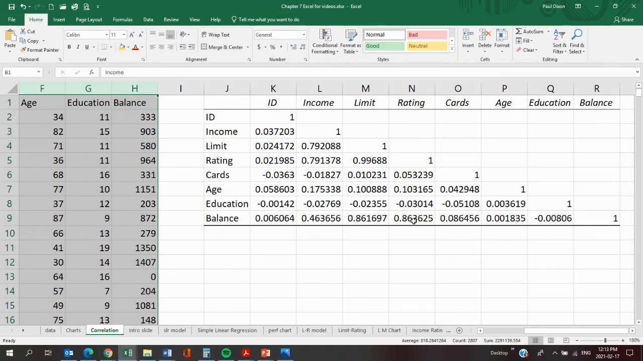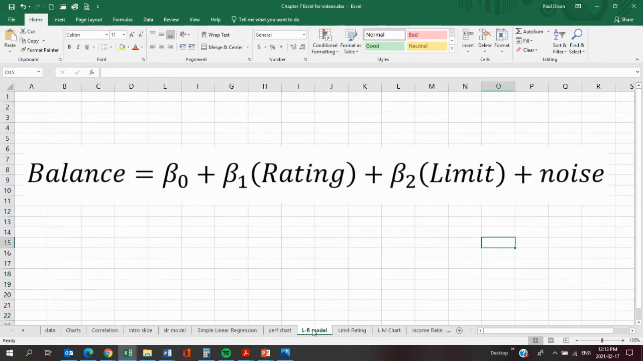A correlation close to 1 is really good. And if we looked at other ones, limit was also very, very high. Income wasn't too bad. The others are pretty small, close to zero. So maybe I'd like to build a more involved model. I'm going to look at one that takes their rating and their limit. And this is a linear model, linear regression.